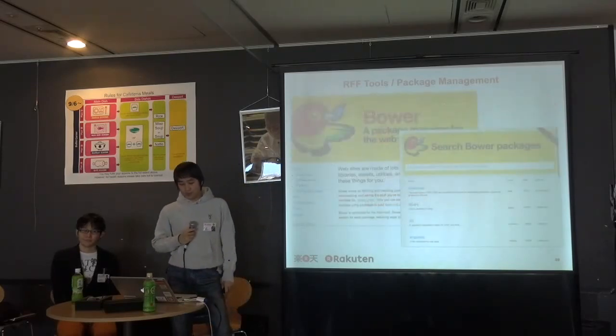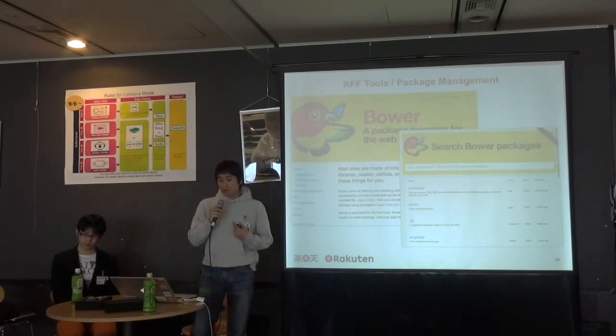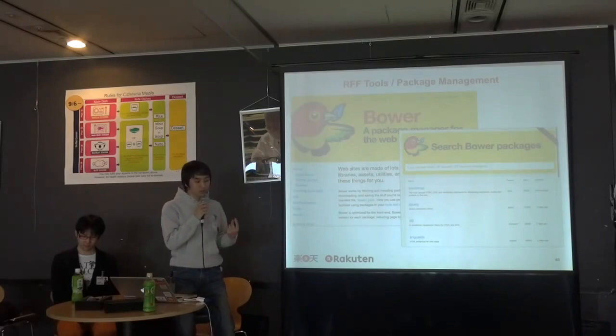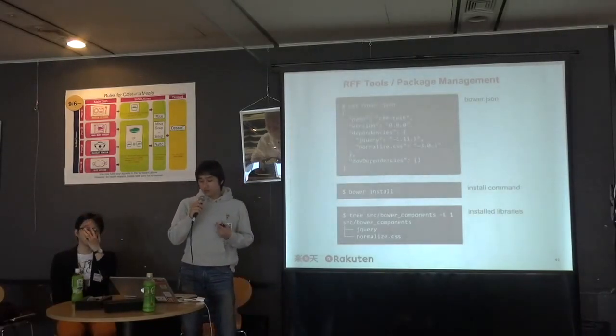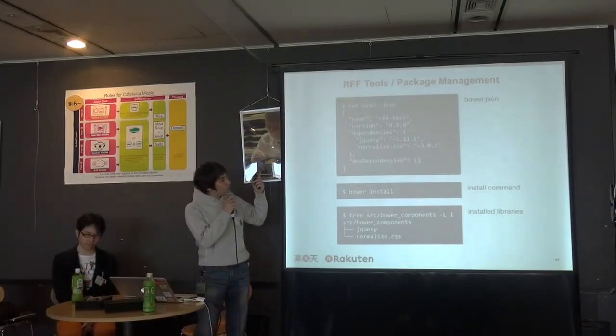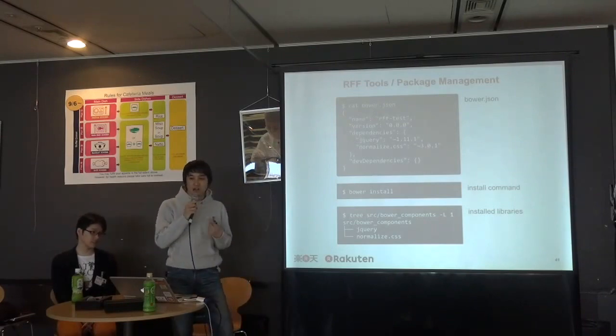You can install major libraries by using Bower. Over 18,000 libraries are registered on the official site. You can immediately use Bower because the configuration file, bower.json, is already integrated in Generator RFF.